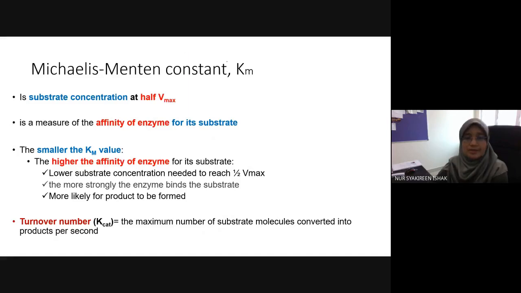Okay, so Michaelis-Menten constant Km, so it's substrate concentration at half Vmax, ataupun 1/2 Vmax. So it is a measure of the affinity of enzyme for its substrate. Okay, so from the Km value, you can tell whether the reaction will occur quickly or not. You will know whether the rate of reaction is fast or not.